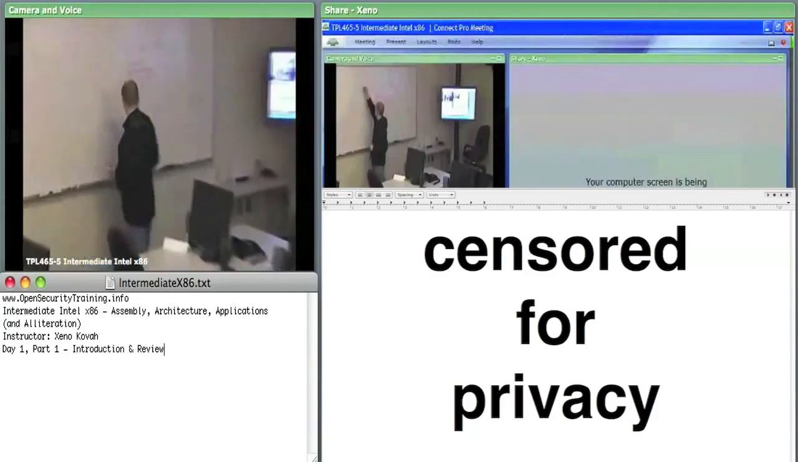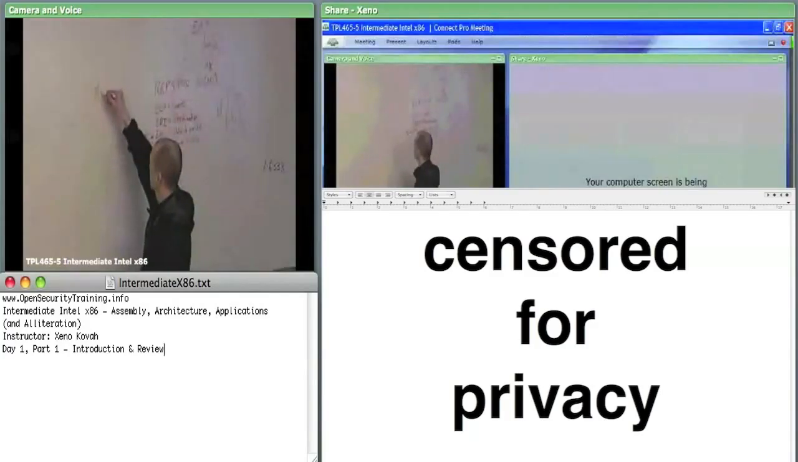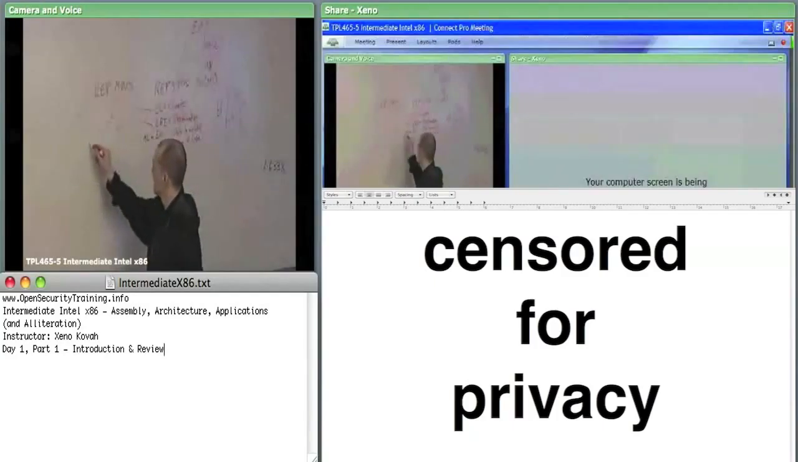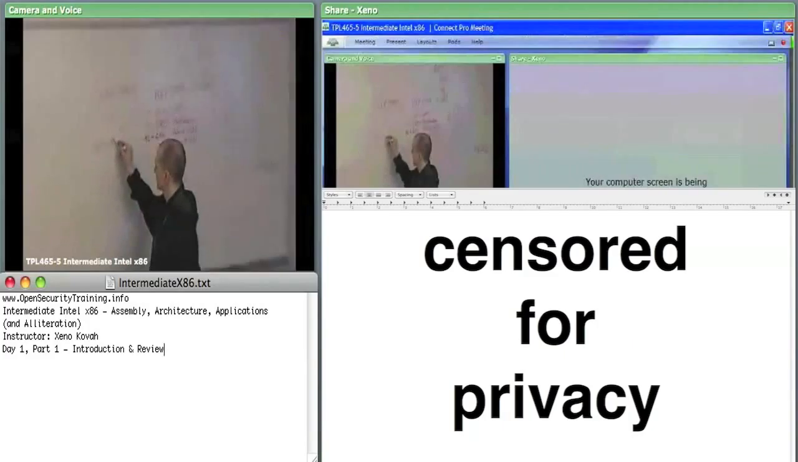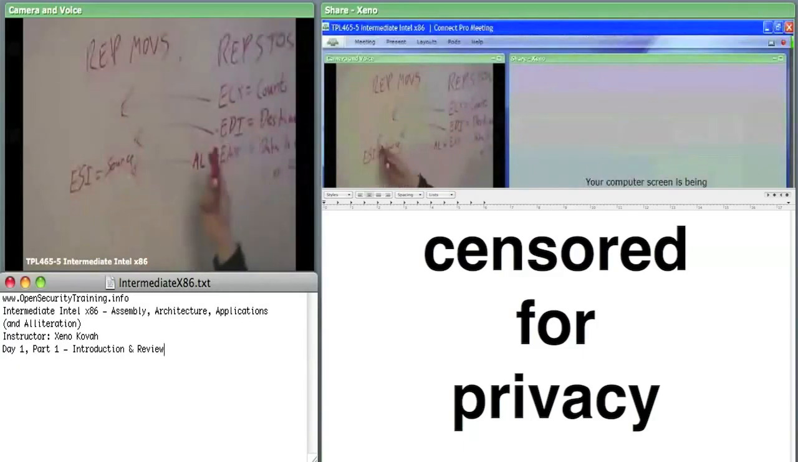So, in rep movs, that's the same, but now this is ESI, which is the source, right? So we're taking from source, and we're going to go from memory. We're going to say, take from source, copy to dest, EDI, and copy ECX number of times, and, you know, whatever size it is based on this.